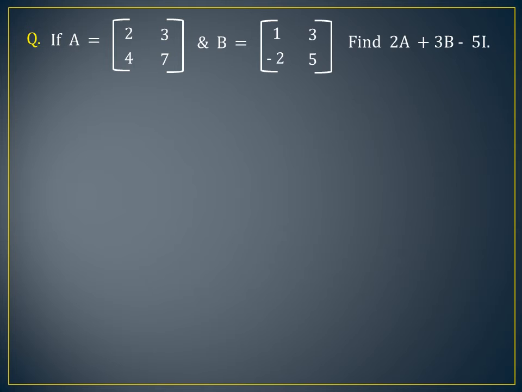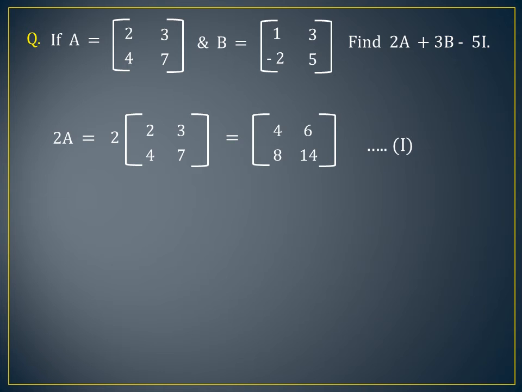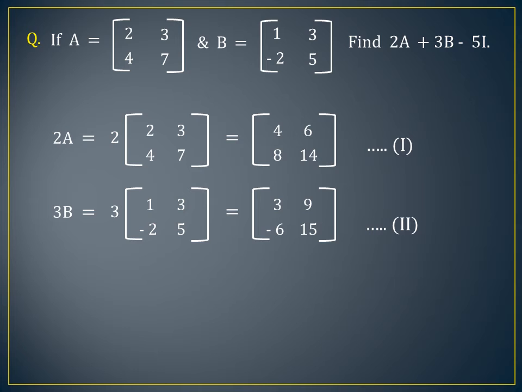So now that we have understood the basic concepts, let's solve a few sums. So we have been given matrices A and B and we have to find the resultant matrix 2A plus 3B minus 5I. Now for the first matrix 2A, we have to multiply each element of the matrix by 2. So that gives us 4 and 6 in the first row and in the second row 8 and 14. Similarly 3B will be 3, 9, minus 6 and 15. Now to find 5I, I is our identity matrix. So multiplying it by 5 we get 5, 0 and the second row is 0, 5.